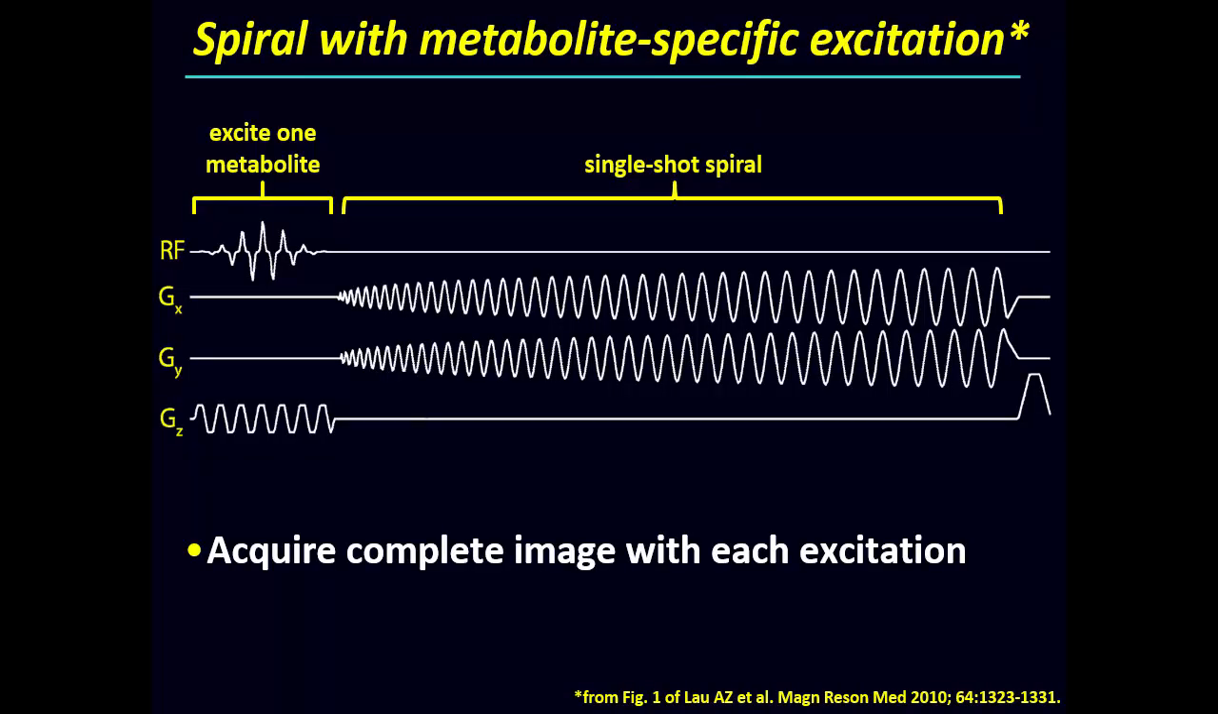Now, when we were talking about RF pulses and excitation, I mentioned the work of Angus Lau, where they excited one metabolite at a time. This is something that you can use to also do very rapid imaging by simply appending a very rapid acquisition method after you excite one metabolite. And in fact, in that work, what they did was use a single shot spiral after each excitation pulse that just excited one metabolite. So what they were able to do is to get a complete 2D image with each excitation pulse.